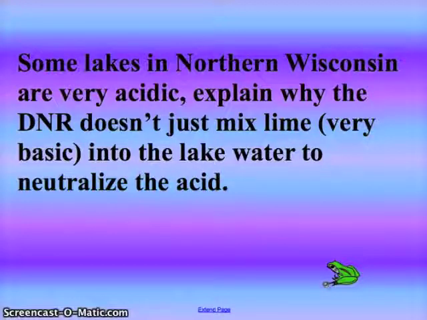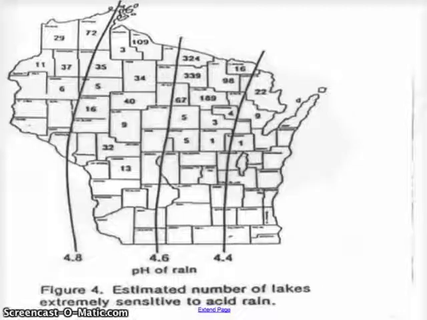If you put a strong acid and a base together, they neutralize each other, but they create two byproducts, water and salt. And if the lake gets to be too salty, the fish aren't going to survive anyway. And here's a map that shows some of that.